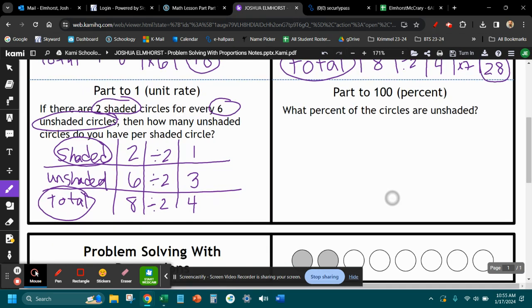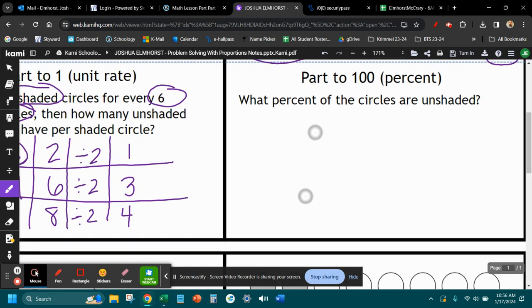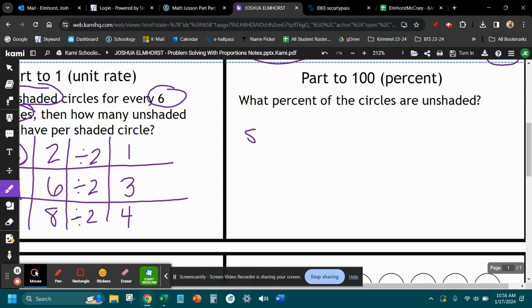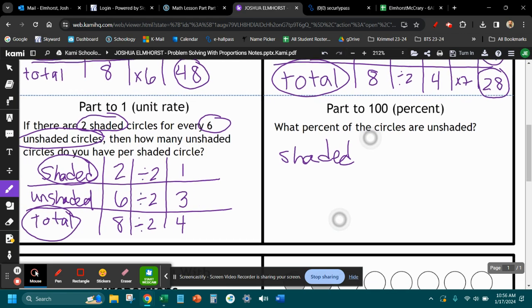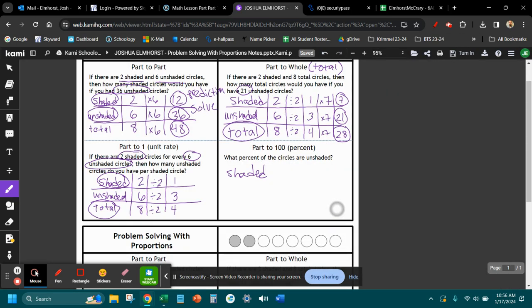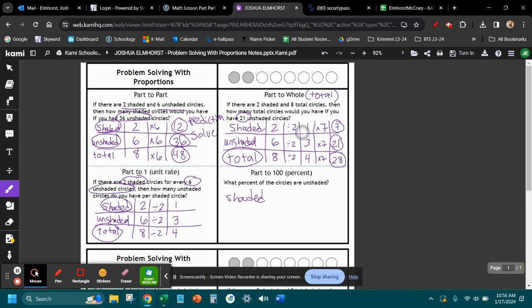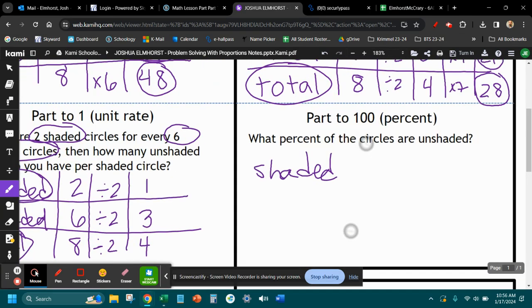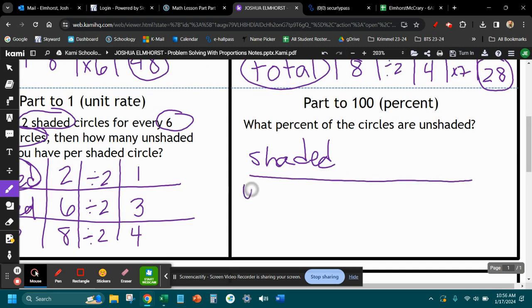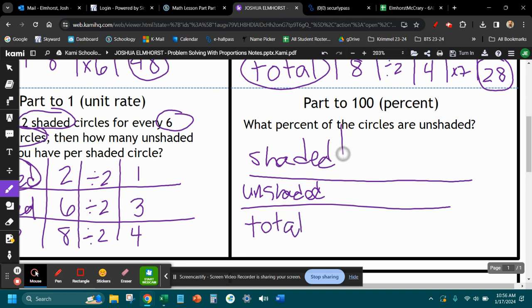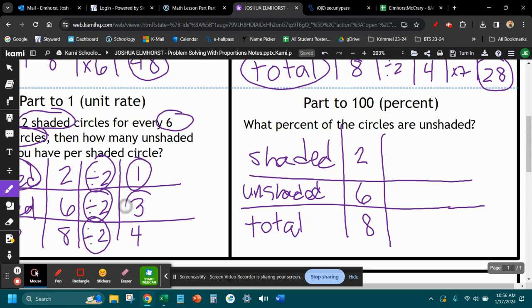And the last one is going to be part to percent, or part to 100. What percent of the circles are unshaded? And I believe the model is up. How many are shaded? 2 out of 8. Unshaded and total. 2, 6, 8. On the other side over here, we simplified our ratios to 1, 3, and 4 total circles. So we can do that over here as well.